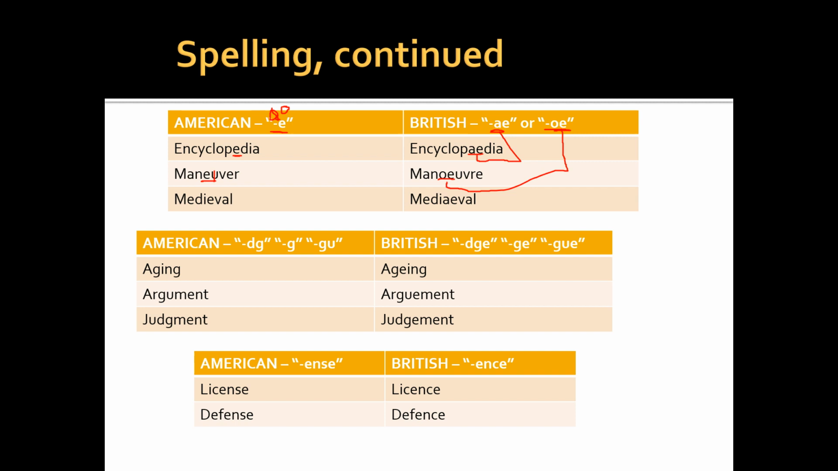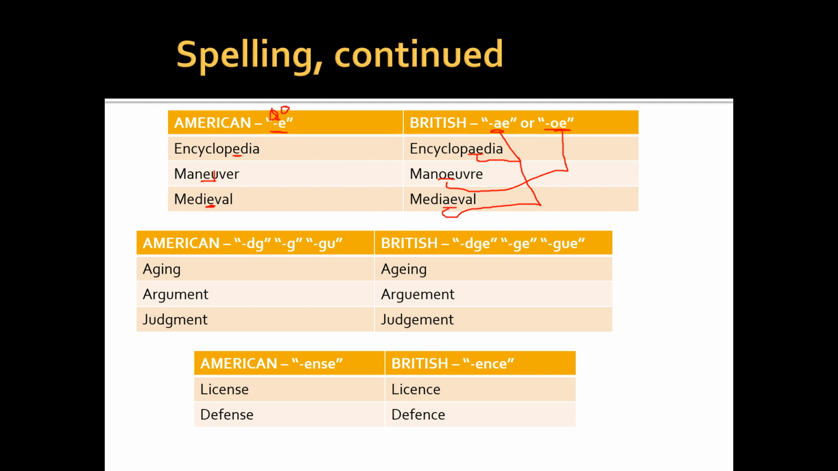Like that, we're having medieval, with E. But in British English, mediaeval. In this case, we are getting AE.